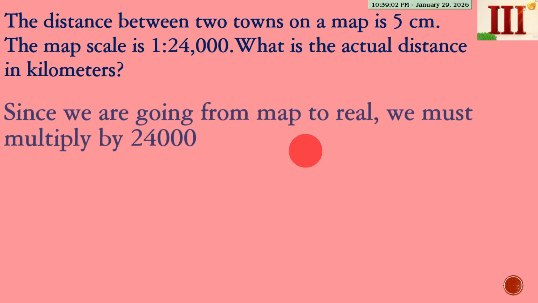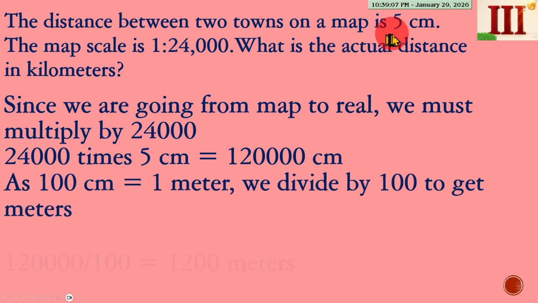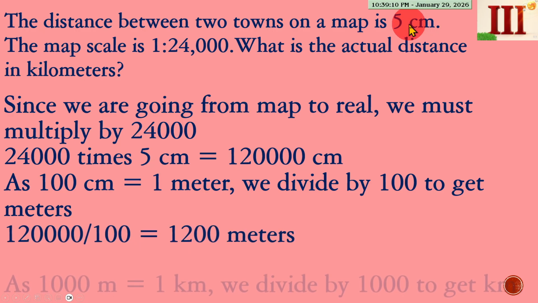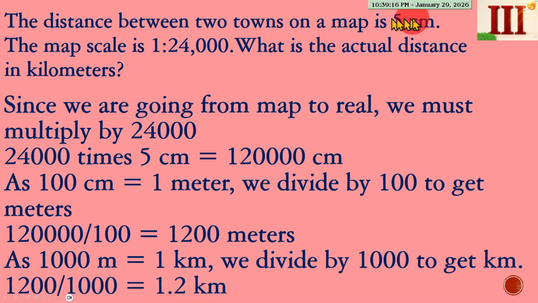So there are two ways that they can question you on distance on the map. The map would be represented by the 1. To get the actual distance, you need to multiply by 24,000. That is going to get 120,000 centimeters. Centimeters, as 100 centimeters is a meter, you divide by 100, you're going to get 1,200 meters. Divided by 1,000, because 1,000 meters is a kilometer, you will end up with 1.2.